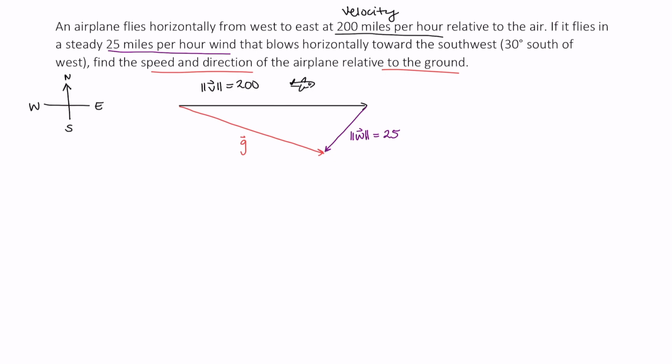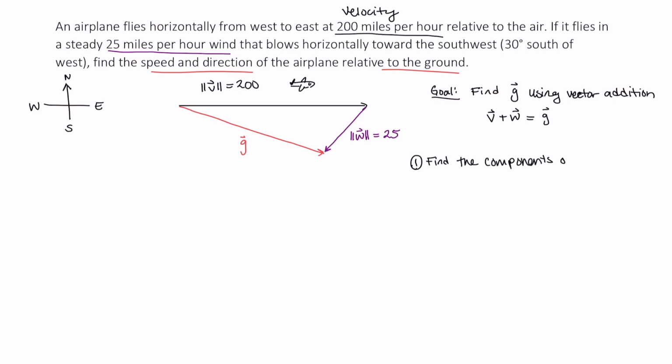So let's discuss a step-by-step approach to solving this problem, keeping in mind that our goal is to find this vector G, and we're going to use vector addition. Why are we using vector addition? From this sketch we can tell that v plus w is equal to g. The first thing we're going to do is the easiest: let's find the components of v.